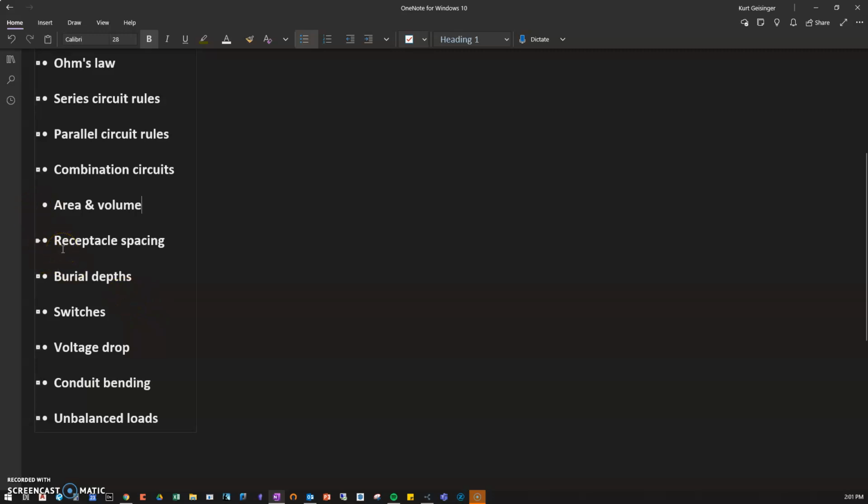Next up is receptacle spacing. Again, I don't have too much to say. I do want to remind you really briefly, first of all, Article 210, particularly 210.52 is where you're going to find that information. In general, if we're talking about bedrooms, living rooms, general areas of the house, the code's going to read that no wall space can be more than 6 feet from a receptacle.